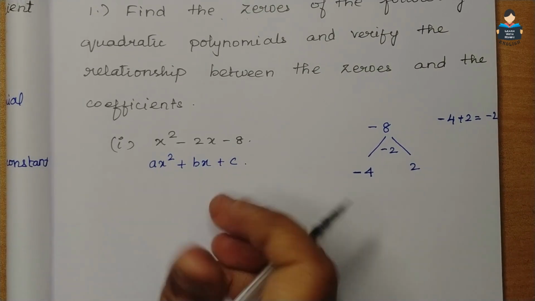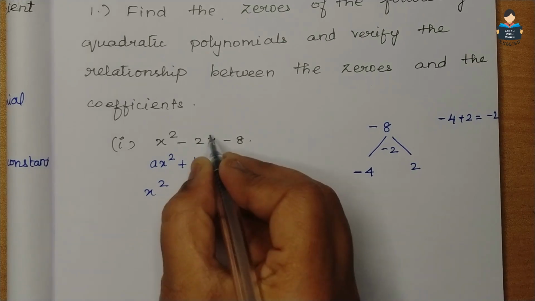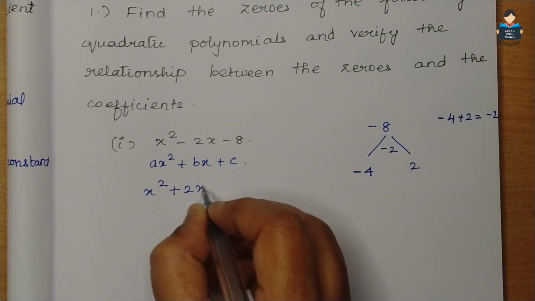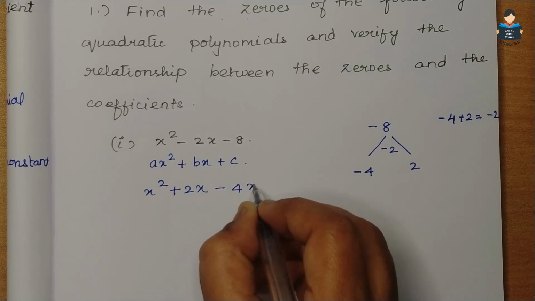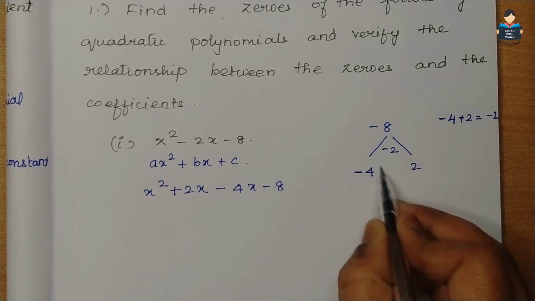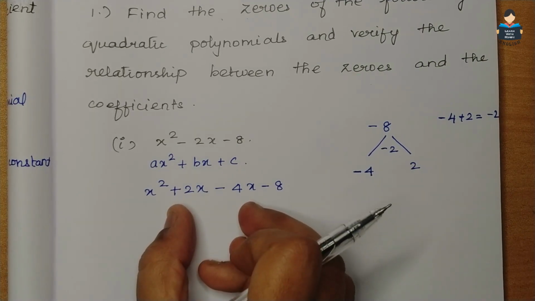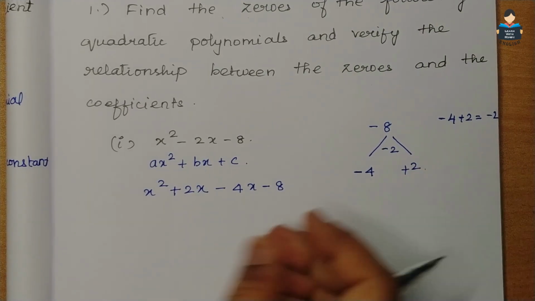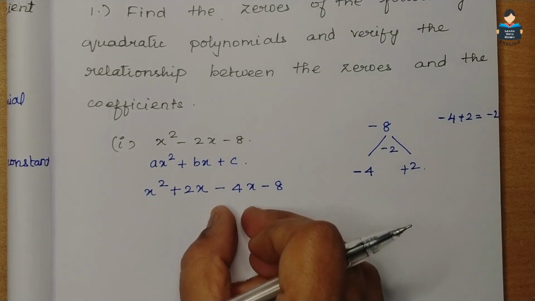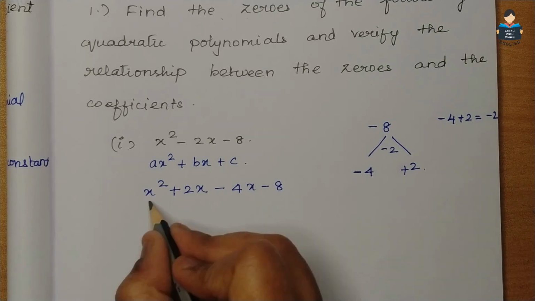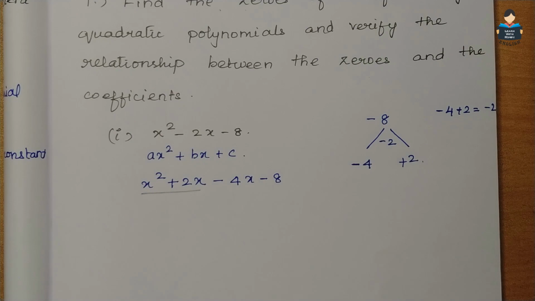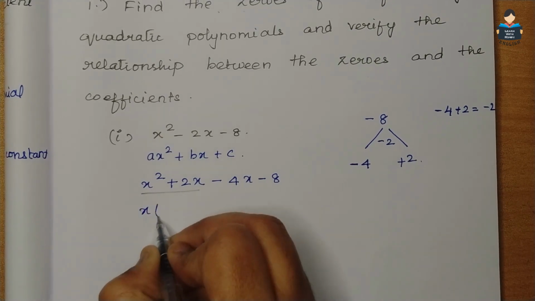So I am going to put x square. In place of minus 2x, I am going to use plus 2x minus 4x minus 8. That is, I am writing these two values in terms of x. I have plus 2 here, so I am putting plus 2x. I have minus 4 here, and I am putting minus 4 here. When I check with these two values, I have x as common. So I am taking x as common.